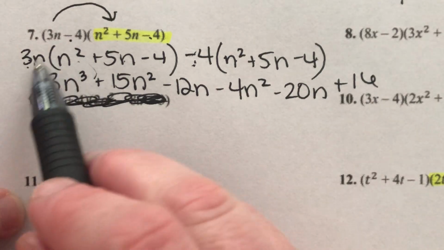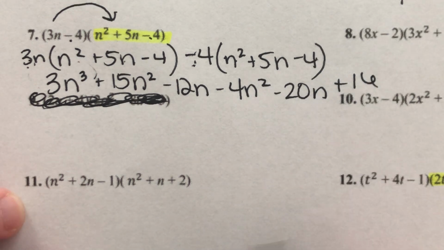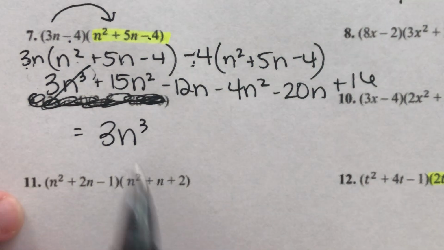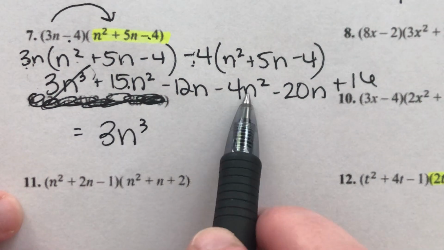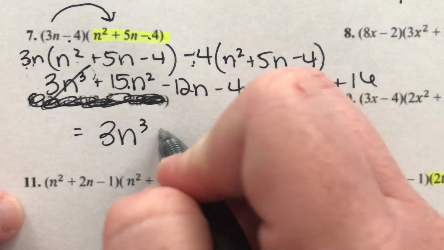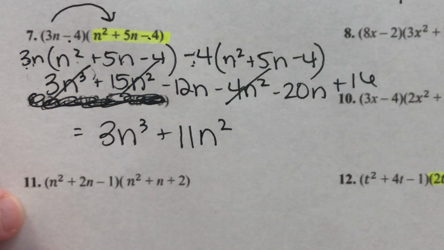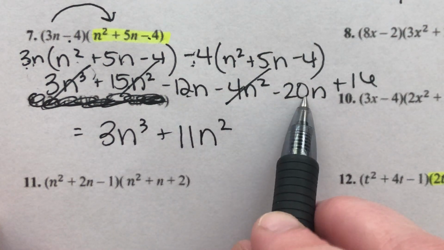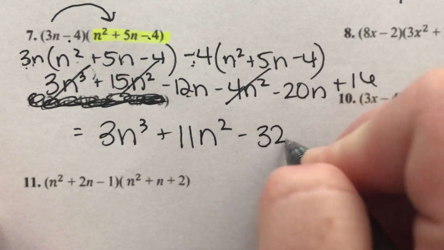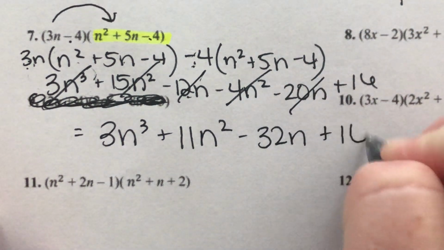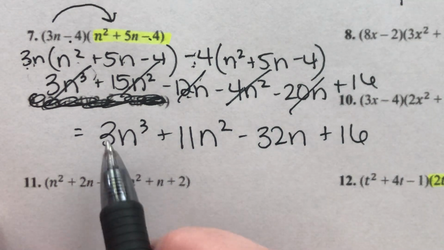Okay, so first off, I'm going to start with n to the third. There's no other n to the third, so that's 3n to the third. Used it. Then I've got 15n squared minus 4n squared. So that's positive 11n squared. Used it, used it. Then I've got negative 12n minus 20n. That's negative 32n. Used it, used it. And then I have a plus 16 on the end. Done. This is my answer.